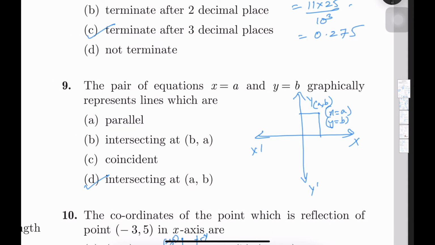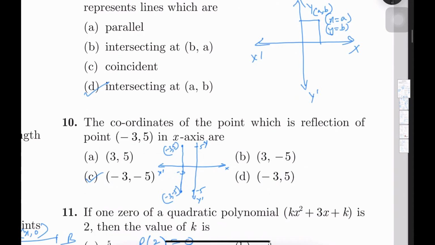So next, the pair of equations x is equal to a and y is equal to b graphically represent lines which are, now here you know that x is definitely equal to some constant value a and y is equal to some constant value b, so therefore you can tell that they are intersecting at the point a, b. So x is equal to a, y is equal to b means they are intersecting lines at the point a, b.